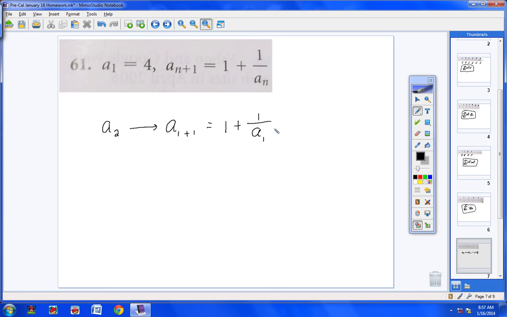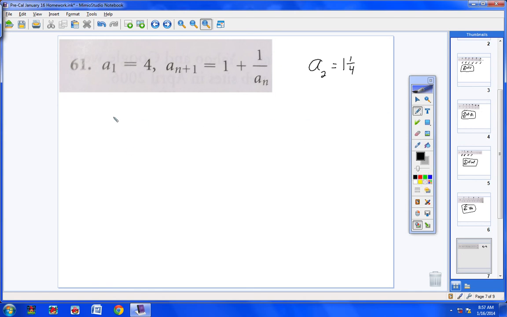So this is what's going to help me right here. What I have is a 1 plus 1. So that's a subscript 2 equals 1 plus 1 over a subscript 1. What is a subscript 1? It's 4. So 1/4. So 1 plus 1/4. So 1 plus 1/4 is 1 and 1/4. So my second term is 1 and 1/4, or 5/4 if you prefer.